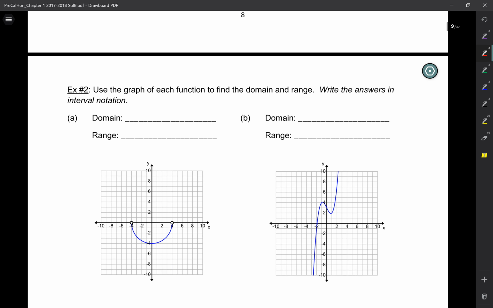Okay, let's talk about domain and range. We did it algebraically. Now let's do it graphically. All right, so remember domain and range. Domain is all of the x values for which the graph exists. Range is all of the y values for which the graph exists.